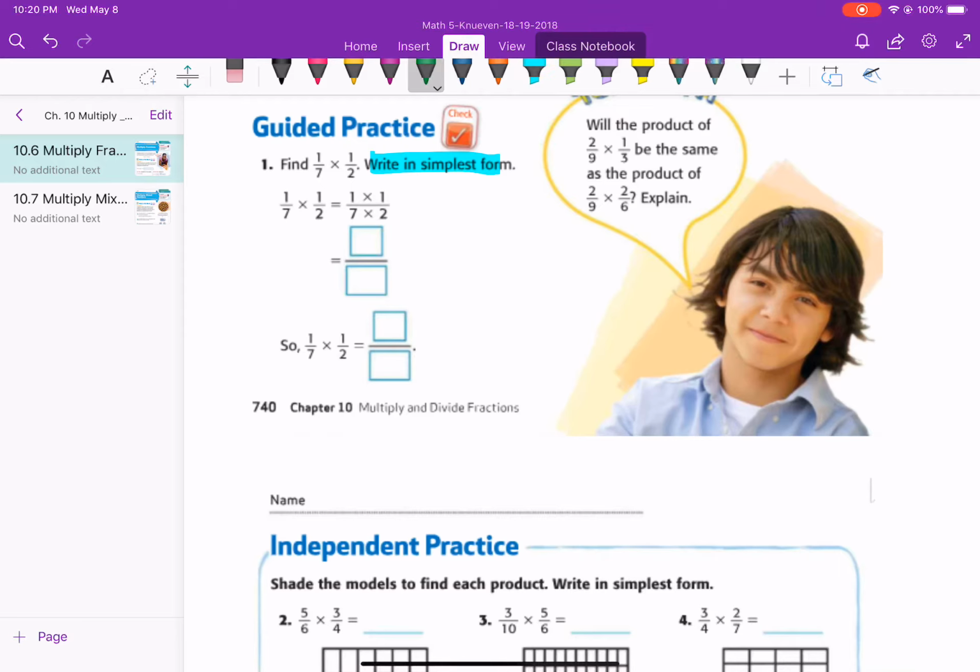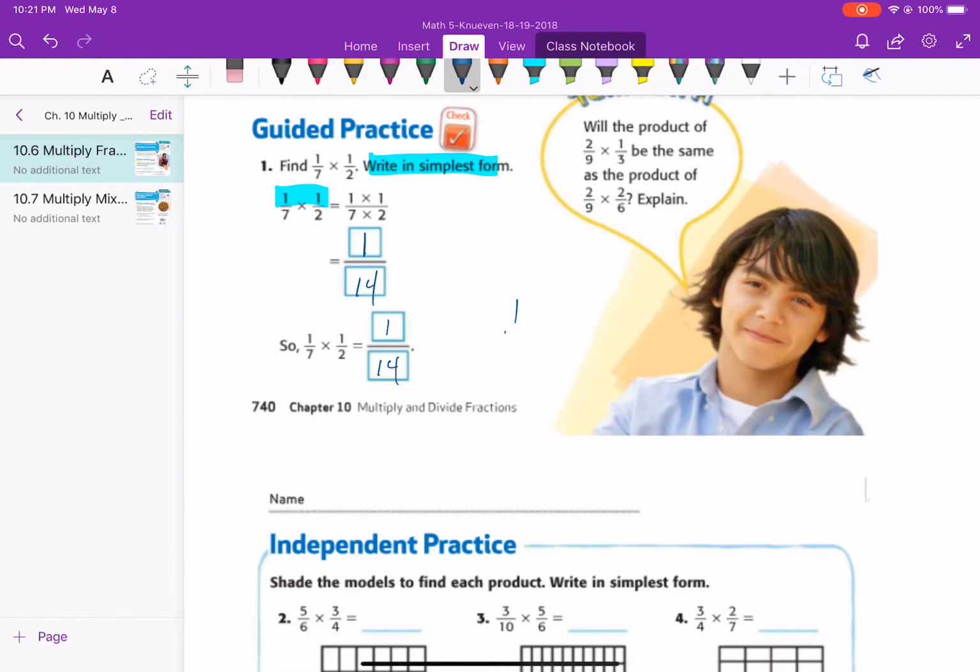Anyways, 1/7 times 1/2. Again, I multiply straight across. 1 times 1, I get 1. 7 and 2, I get 14. So 1/7 times 1/2 is 1/14. Now, I can't simplify that any further, so our answer is 1/14.